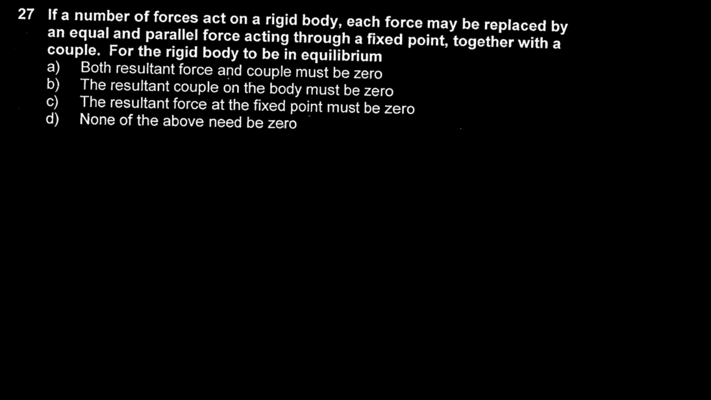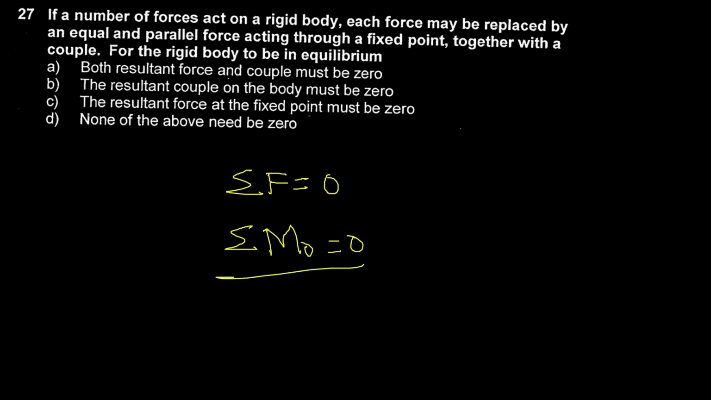Next question. If a number of forces act on a rigid body, each force may be replaced by an equal and parallel force acting through a fixed point together with a couple. For a rigid body to be in equilibrium, the forces acting on the body and couples should vanish. So, summation of forces on the rigid body should be equal to 0 and summation of moments about a fixed point on the body should be equal to 0. So, the correct answer is option A. Both resultant force and couple must be equal to 0.